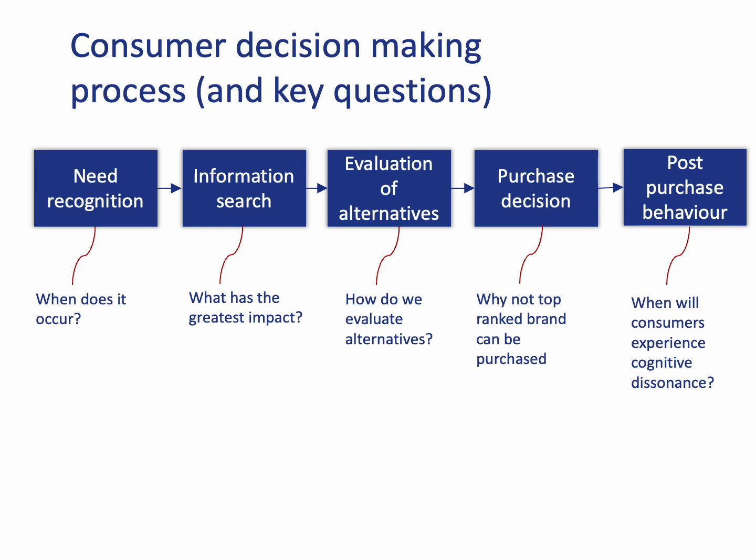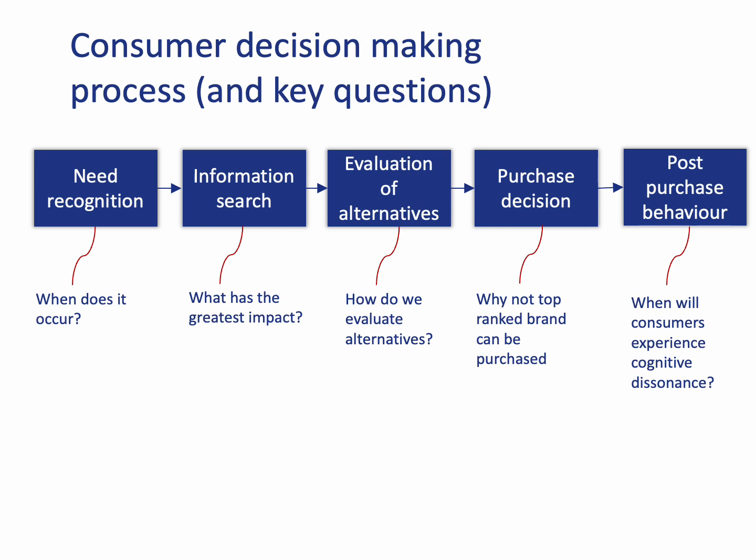Now, the key questions you would ask in the consumer decision-making process, for example, need recognition. As a marketeer, you want to understand when it occurs. Information search, you want to understand what has the greatest impact, perhaps which information sources consumers would consult and which ones would have the greatest influence. Evaluation of alternatives is a crucial, very important stage. Marketers do want to get involved big time, and they want to understand how people evaluate alternatives, how they assign weights and so forth, what would make them change their mind. Purchase decision. Marketeers may want to understand why not top-ranked brands can be chosen at times.